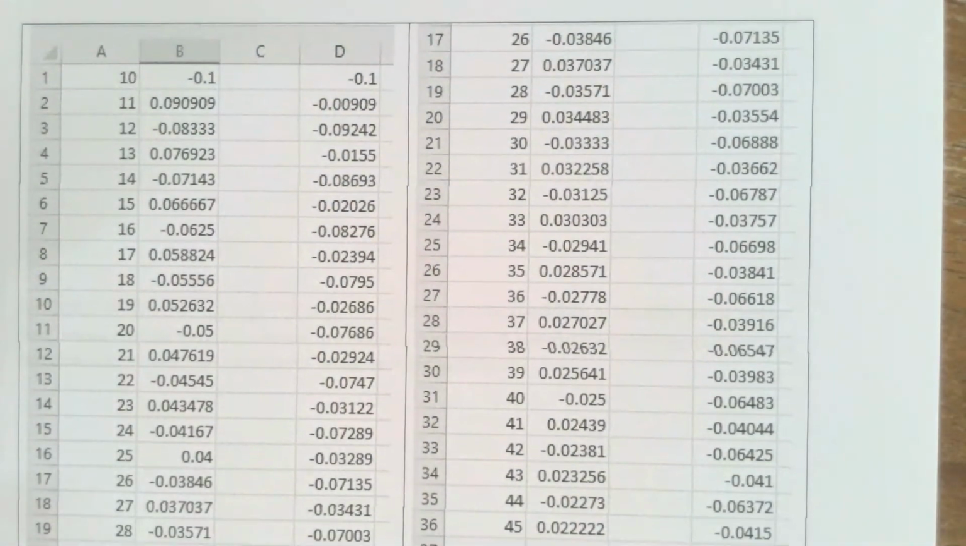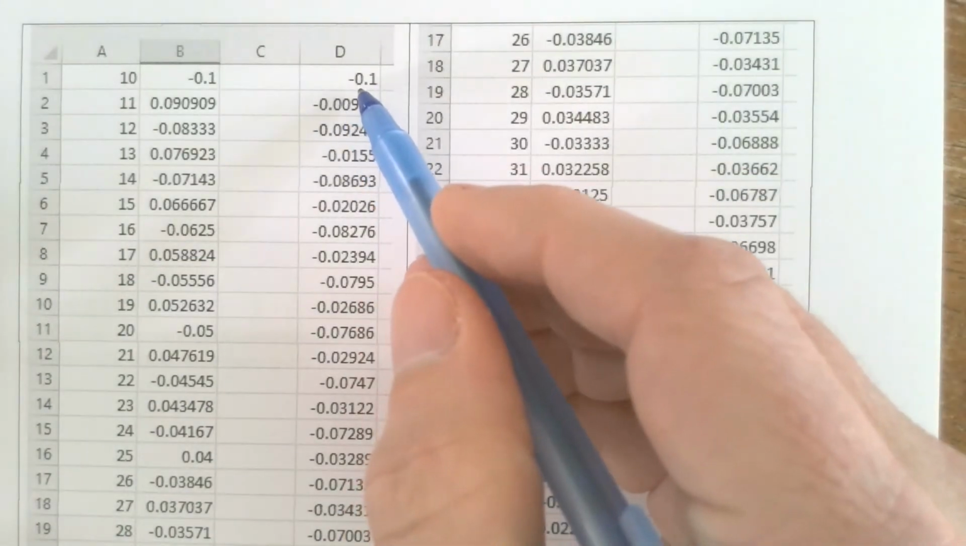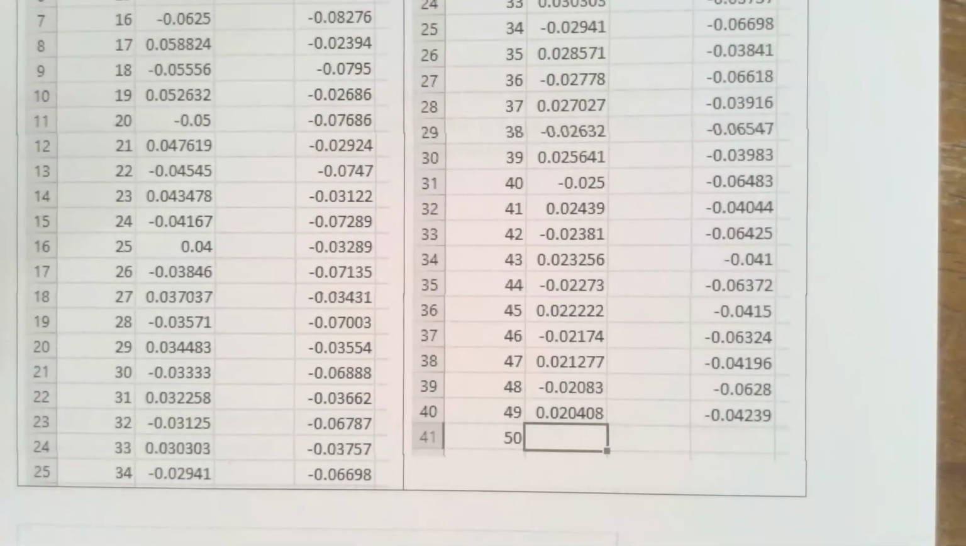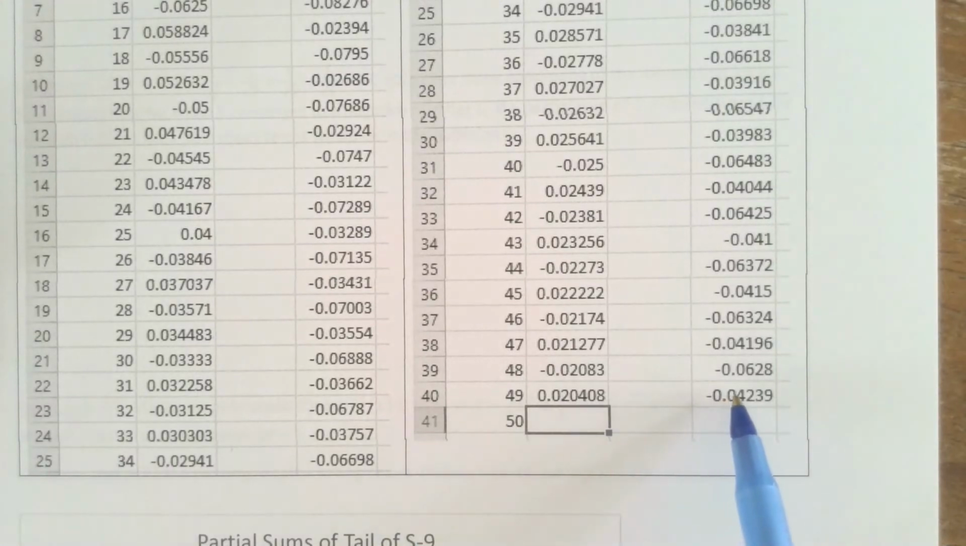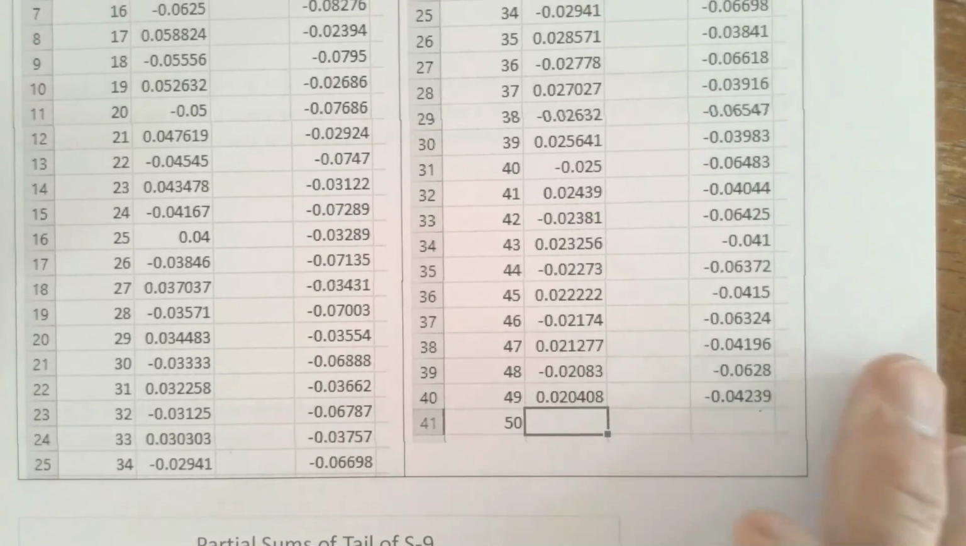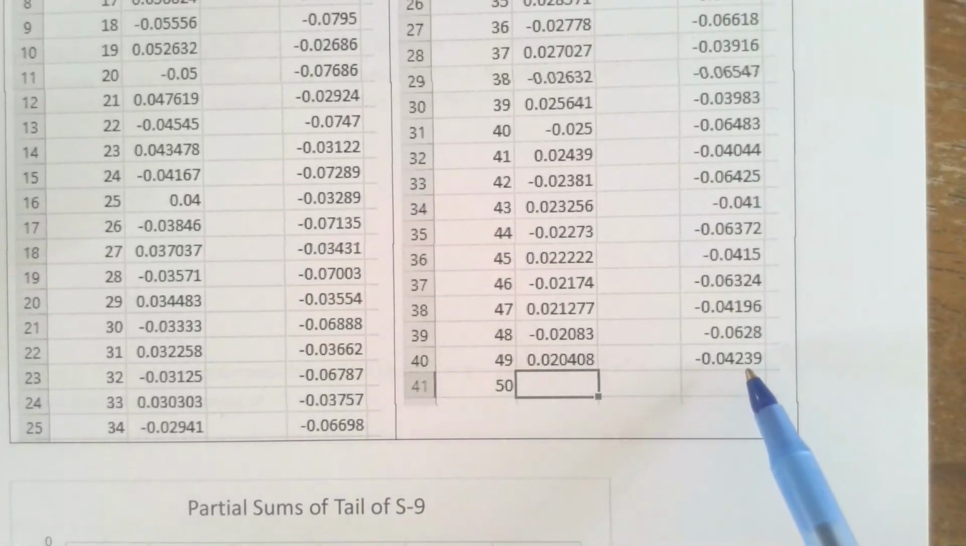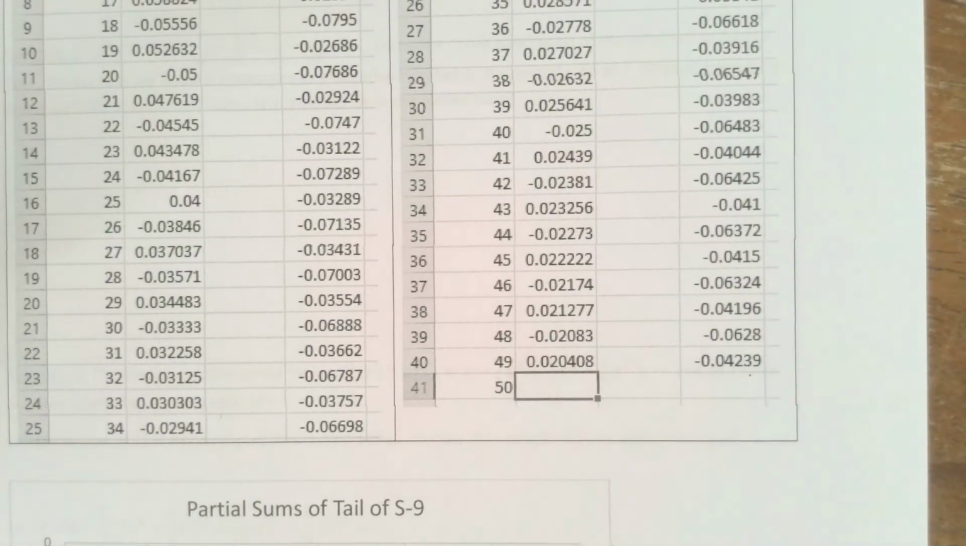And as you can see, those partial sums start at negative 0.1, and they gradually work themselves closer and closer to 0. In fact, over here, this is about the 40th partial sum of the tail of S9. And it's a lot closer to 0 than the first term of the tail. So this is closer to what the actual error is between the ninth partial sum and our natural log.